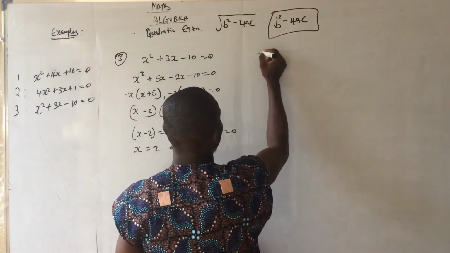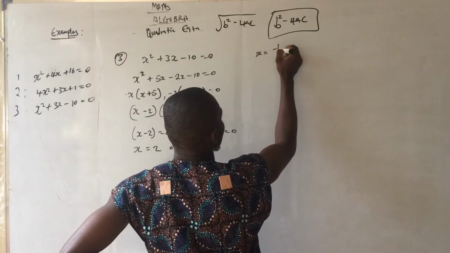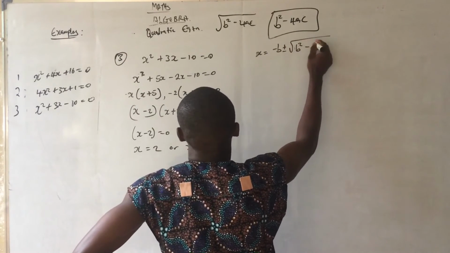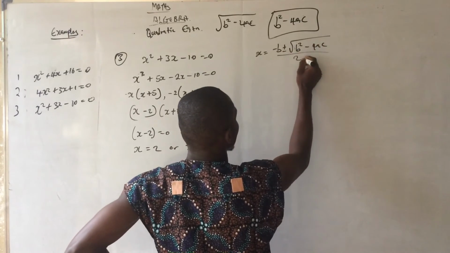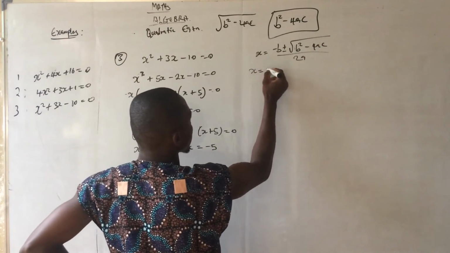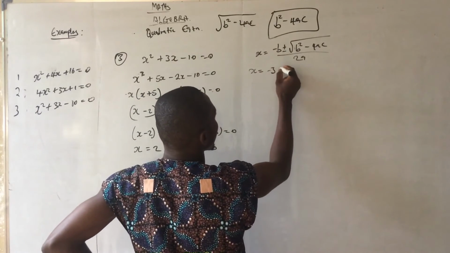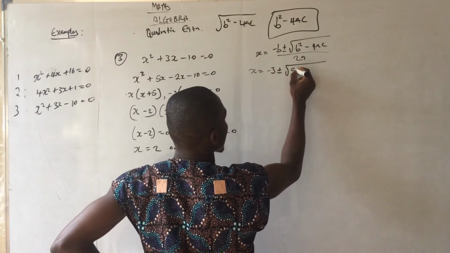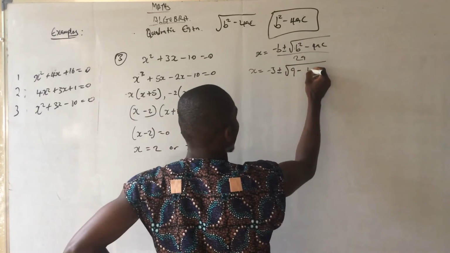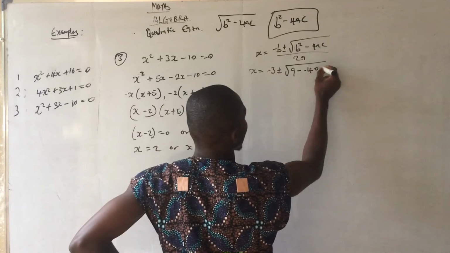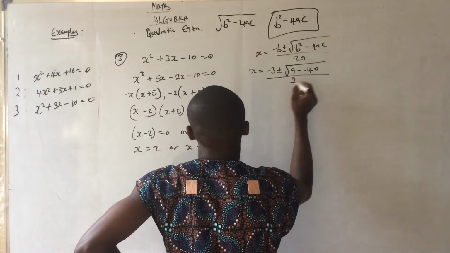I will say x is equal to minus b plus or minus the square root of b squared minus 4ac all over 2a. So I will now say x is equal to, what is our b? Our b is 3. Now minus b is going to be minus 3 plus or minus the square root of b squared, which is 9, minus 4ac, which is minus 40, all over 2a, and our a is 1.